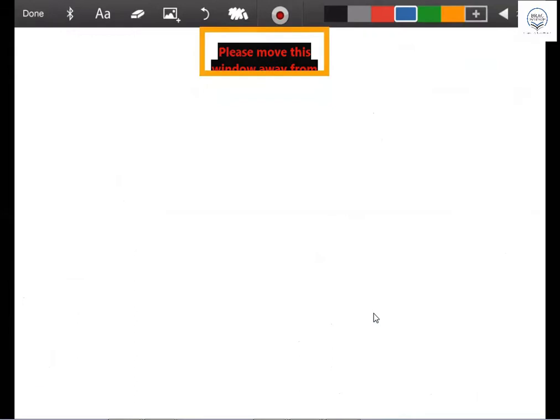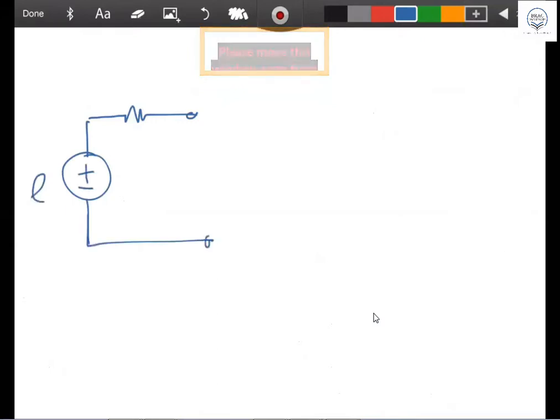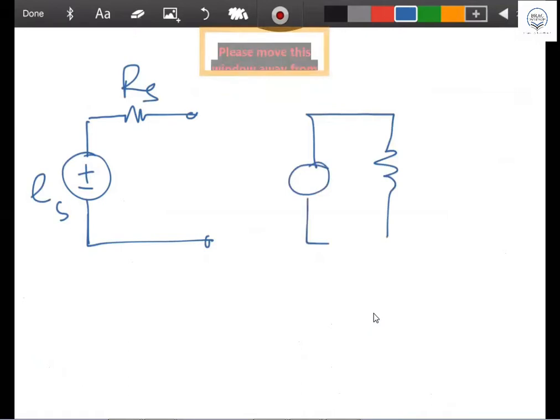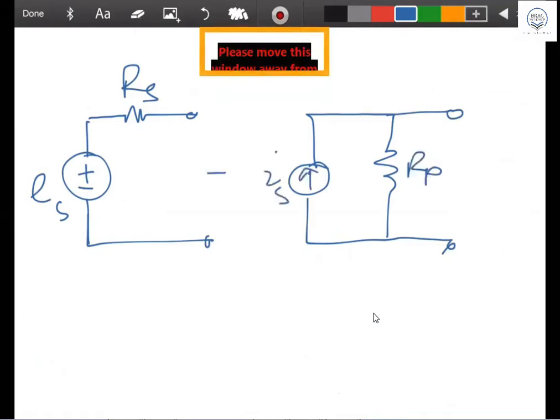I'm just going to show you from the previous class. You can remember, and please tell me if you can. It is ES, RS, the voltage source. This is the current source IS. Source transformation, I'm talking about. So these two are equivalent. What is the condition of equivalence? You should know that. RS equal to? RP. Reply.